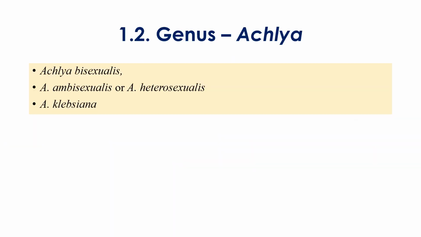The next genus is Achlya. As I told you, there are two important genera, Saprolegnia and Achlya. Other genera also exist, but we are not concentrating on them. Achlya bisexualis, Achlya ambisexualis, also known as Achlya heterosexualis, and Achlya klebsiana are the important species of Achlya. The Achlya cell wall is made up of chitin, as I already mentioned in the previous slides.